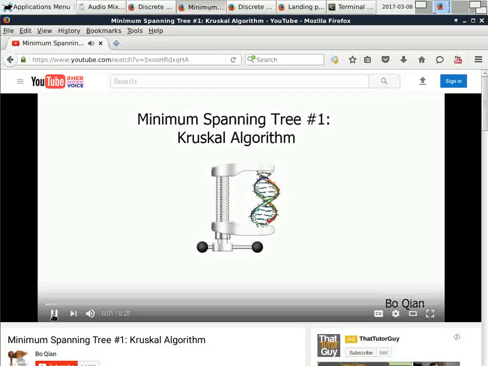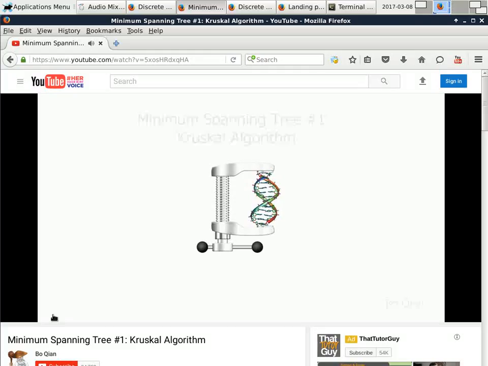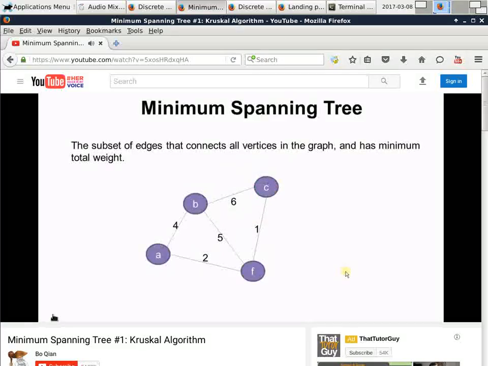Hello everyone. Today we'll find the minimum spanning tree with Kruskal's algorithm. Kruskal's algorithm is implemented with disjoint sets, so my previous video on disjoint sets is a prerequisite for this video. In the previous video we talked about disjoint sets and how they operate, but we haven't talked about how disjoint sets can be useful. Today we'll use disjoint sets to find the minimum spanning tree of a graph.